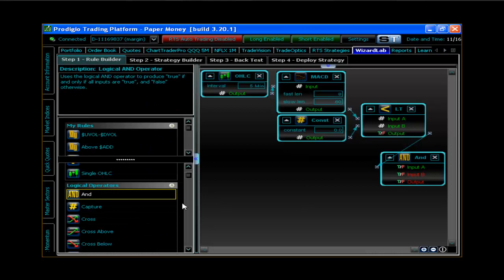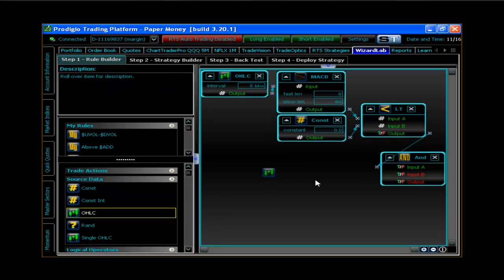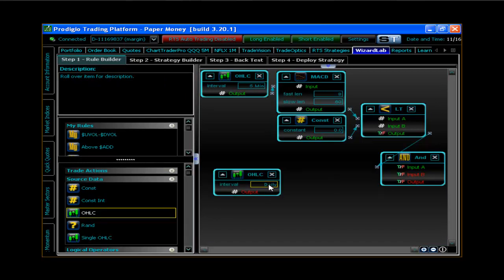So I'm going to combine this trigger here, and I'm going to use a simple RSI study to do so. I'm going to drag this OHLC. I'm going to say, again, look at 5-minute data. That's one of the nice things about Wizard Lab, by the way. You can combine, you can collate intervals together. It's very, very difficult to do this in scripts. I'm a professional software engineer, and I find it extremely difficult.